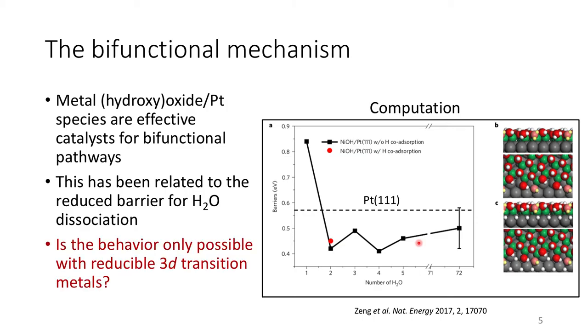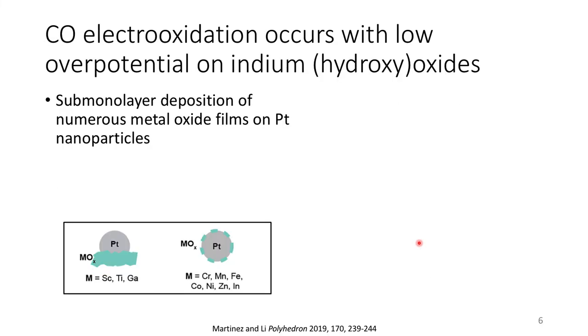However, in all of these systems, a reducible 3D transition metal is employed since conventional wisdom tells us that the metal should be able to pull electrons from the water to adsorb the neutral OH intermediate on the surface. But the question is, is this possible for other metals?